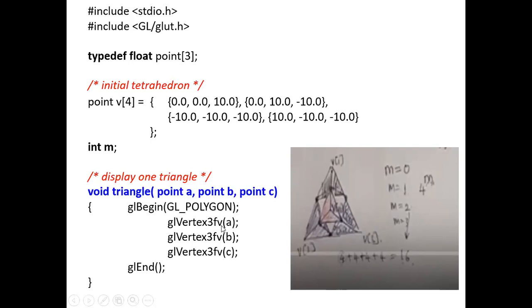So it is a float vertex. The point array is a type of float vertex, and it is 3 dimensional. That's why glVertex3fv of A, right? Because the first point is A, next B, next C. So a triangle can be drawn by making use of 3 points A, B, C, and finally I'm making use of my end primitive.